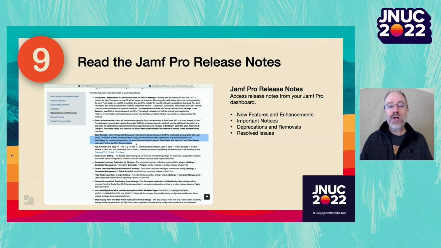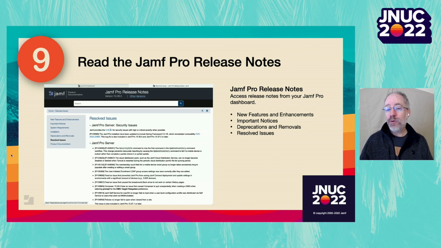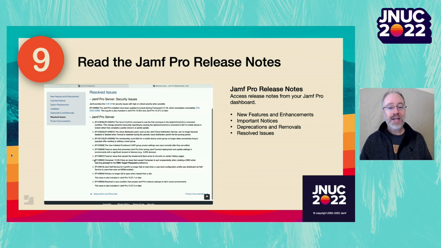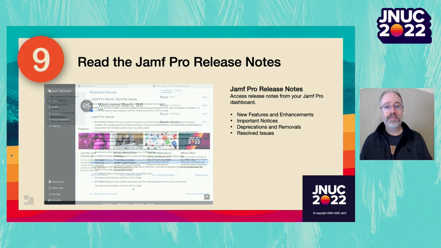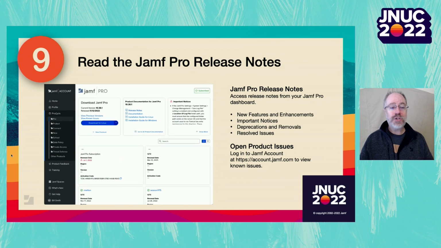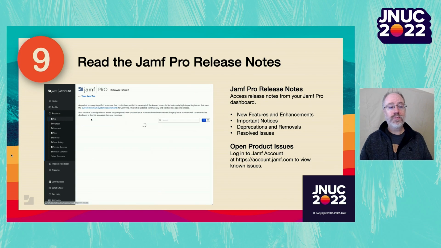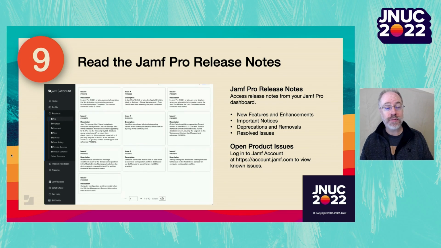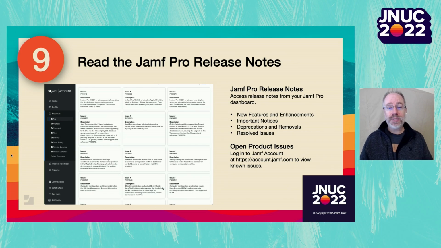Check for resolved issues. You may have been annoyed by something you thought was specific to your environment, or you may have found a product issue and opened a case. This is where you can find whether it was fixed in the latest version. And don't forget, if you don't see one of your product issues closed in this version, you can log into your Jamf account to view issues. Look for Pro under the Products area on the left and click View Known Issues. You can browse or search for open issues.